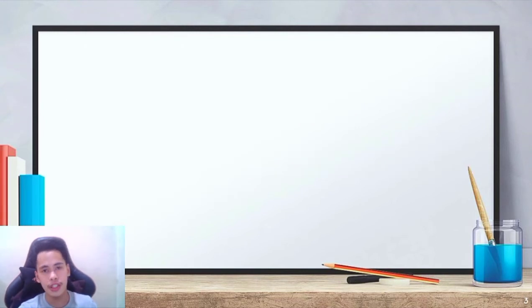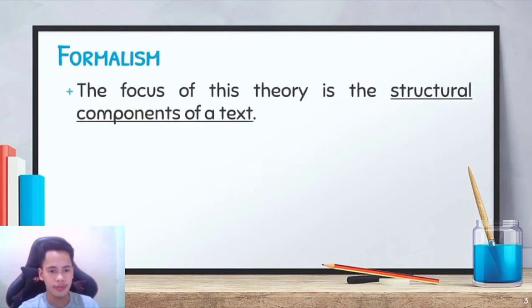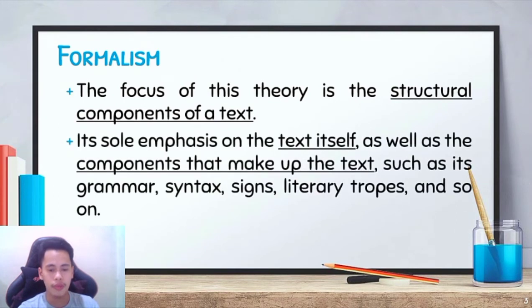Now let's proceed to formalism. The focus of this theory is the structural components of a text. It indicates that external factors that are not contained within the text are not taken into consideration. Formalism places its sole emphasis on the text itself, as well as the components that make up the text, such as its grammar, syntax, signs, literary tropes, and so on.